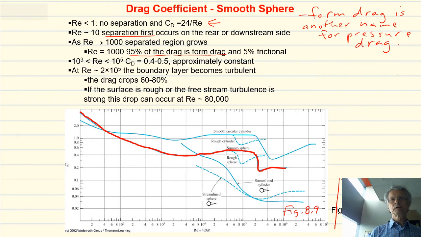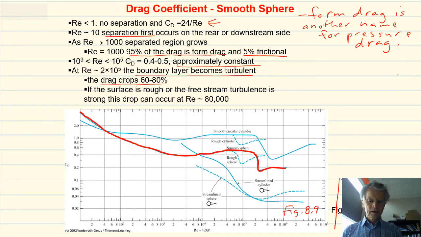So 95% of the drag force is pressure drag and 5% is frictional. Okay. So at Reynolds numbers from 1,000 to about 100,000, that's when the drag coefficient is approximately constant. At 200,000, the drag drops 60 to 80%, and that's when the boundary layer becomes turbulent.